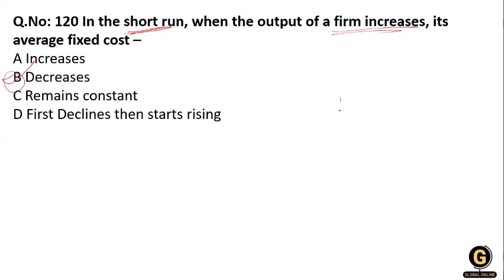The fixed cost amount will be the same, but the per unit amount of fixed cost decreases if the company increases its output. That's why the average fixed cost decreases, because what the company is doing is increasing its output.